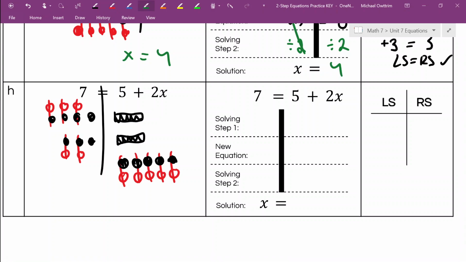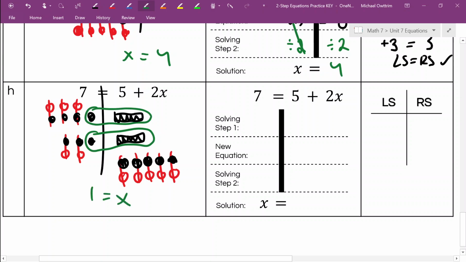I'm going to finish up by circling my rows. So this x is worth 1, and this x is worth 1. So I can say that 1 is the value of x. Okay, finishing up in terms of my solving steps. Here's my x, and it's being added by 5. The opposite of adding 5 is subtracting 5, which we'll do to both sides. Positive 5 and minus 5 cancel out, leaving us with 2x on the right side. On left side, 7 take away 5 is 2.